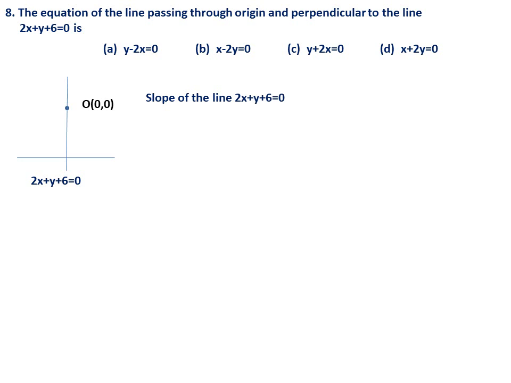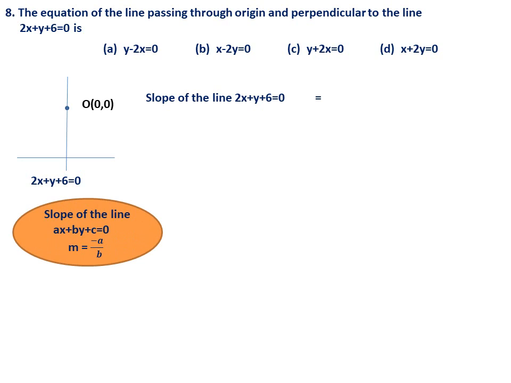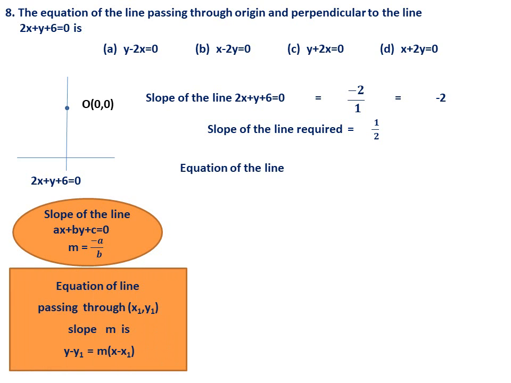Slope of the line 2x plus y plus 6 equal to 0 is, you know this formula, m equal to minus a by b. So therefore minus 2 by 1, it is minus 2. Therefore you know the condition, the slope of the line which is perpendicular to the given line is 1 by 2, because the product of the slopes should be minus 1. So the slope of the required line is 1 by 2. Now this passes through 0, 0.